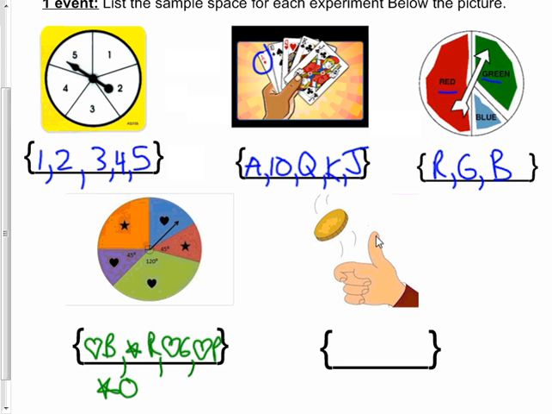Last but not least, we have just a regular coin, and our 2 possibilities is I could flip a heads or I could flip tails. So there are 2 possible outcomes for flipping a coin. Please fix any problems that you did not get correct.